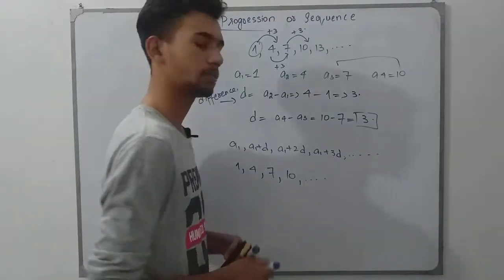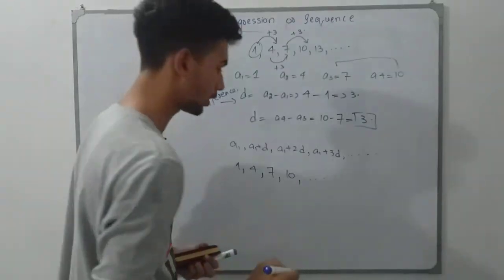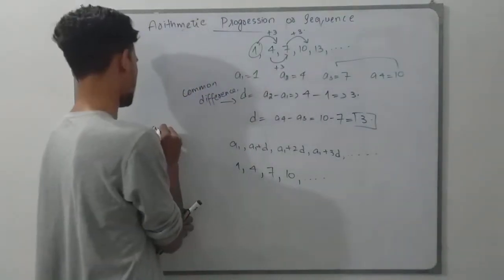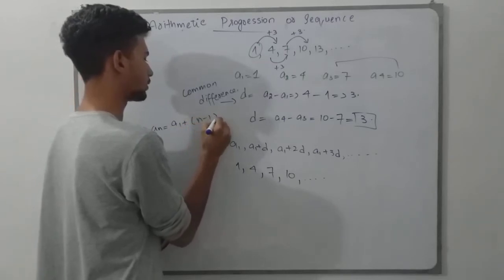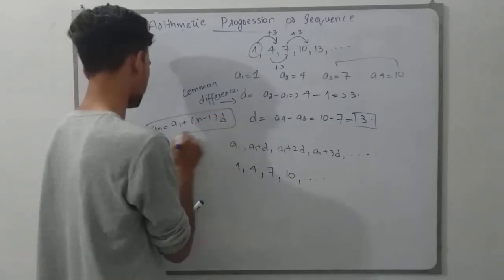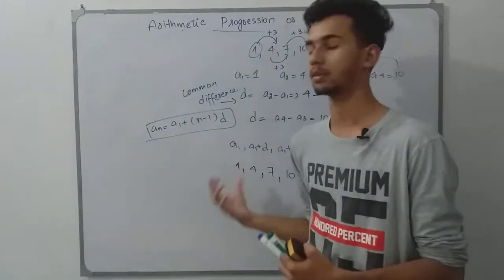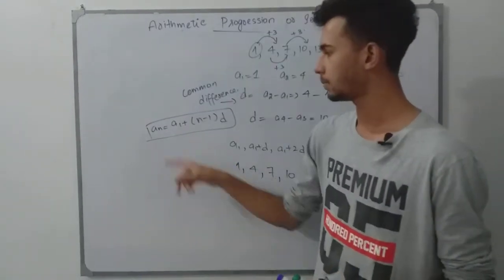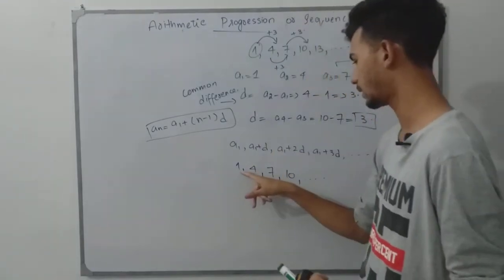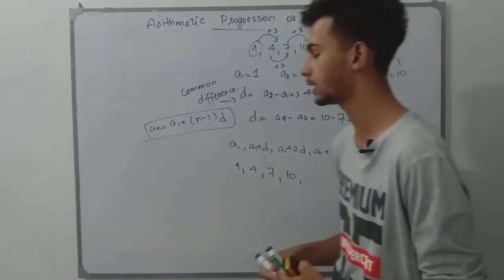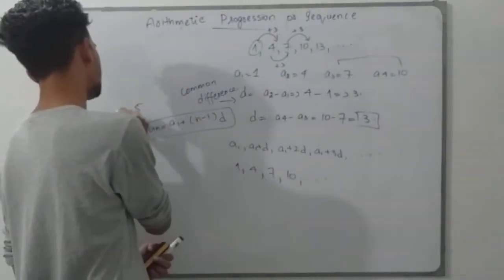Now if they ask me to find the 5th term of it, I have a particular formula for it, which is an = a1 + (n - 1)d. This is the formula to find any one of the terms in the sequence. n represents the number of the term which I need to find. As I said, I have 4 terms here and I need to find the fifth one. So n is equal to 5.